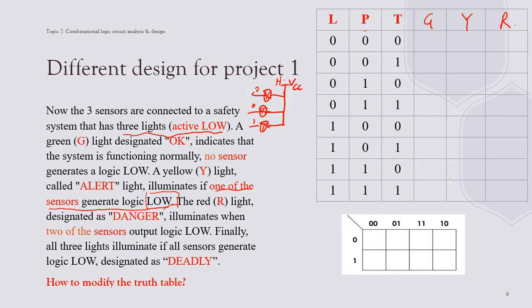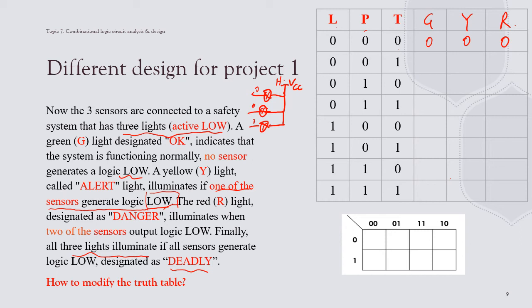Right? So 0, 0, 0 here means what? Because the sensor is active low now, 0, 0, 0 actually means everything is wrong inside the system. When everything is wrong, that's deadening, and all sensors generate low, and so all lights should be on. So green should be on, but remember 0 is on now. Yellow also needs to be on. Red also needs to be on.